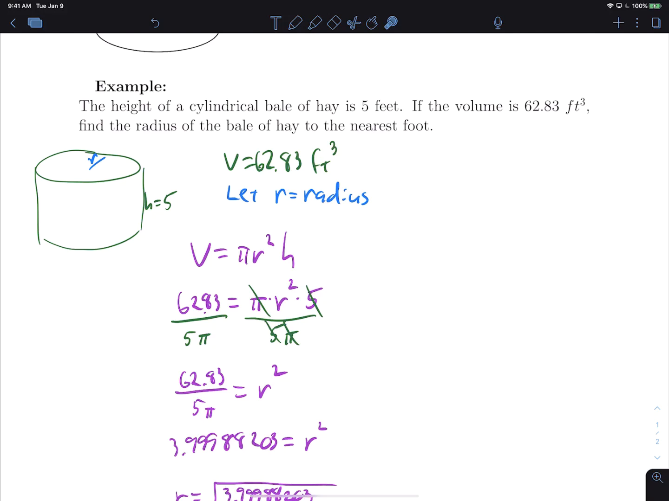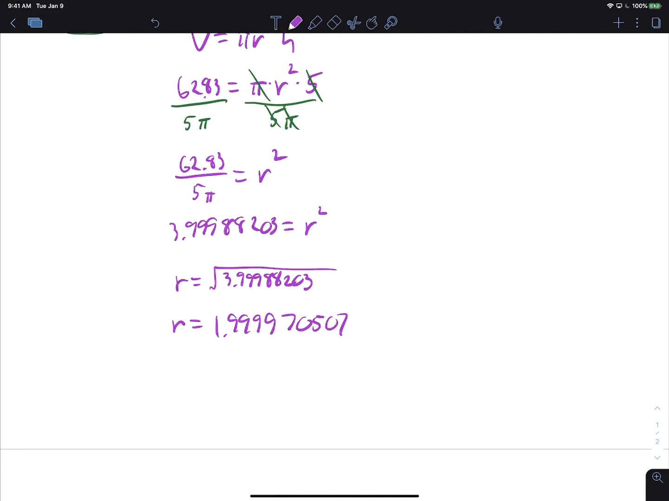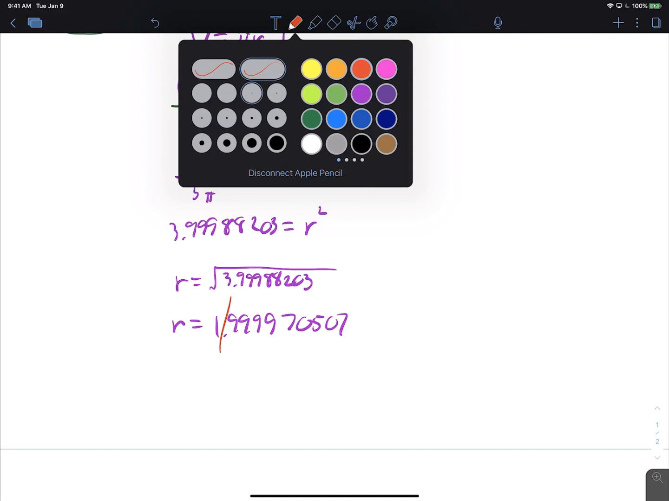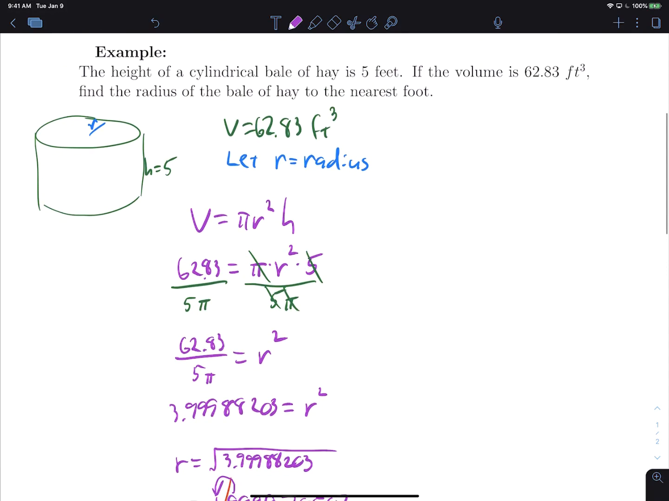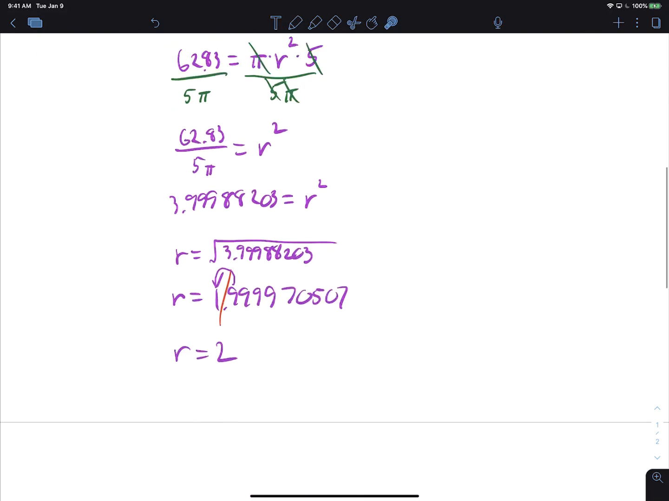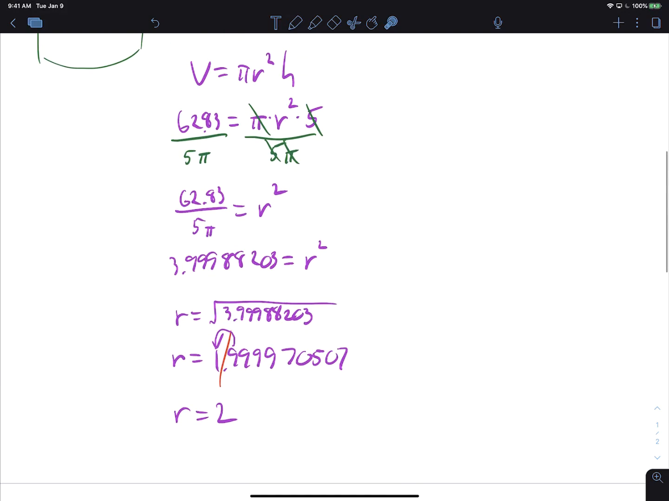Awesome. Now we're going to the nearest foot. And if we're talking about feet here, that means that the whole number itself is where we're cutting this off, which means this is a 9, telling us that that goes up to the nearest one, making r equal 2. And again, all we're wanting to do is to find the radius of the bale of hay to the nearest foot. That is what r represents. So the radius is 2 feet.